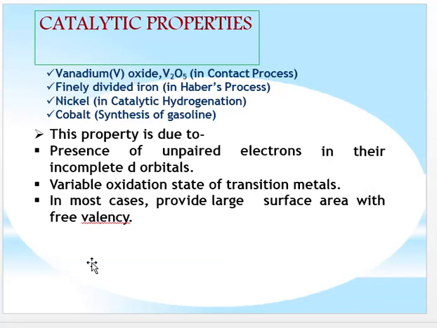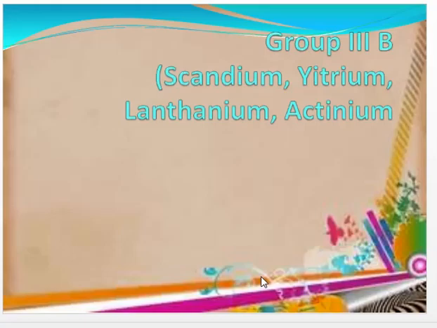About the catalytic properties: vanadium 5 oxide in the contact process, finely divided iron in Haber's process, nickel in catalytic hydrogenation, cobalt in synthesis of gasoline. This property is due to the presence of unpaired electrons in their incomplete d orbitals. Variable oxidation state of transition metals in most cases provides a large surface area with free valency.